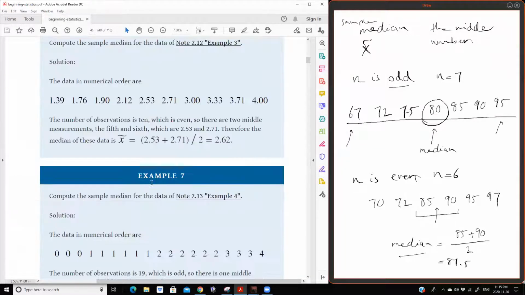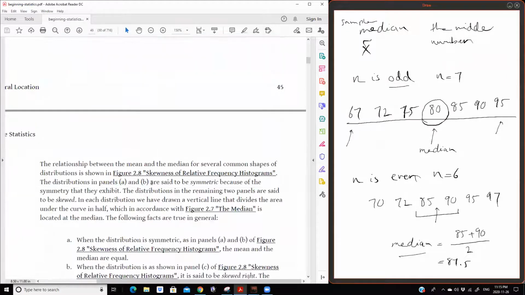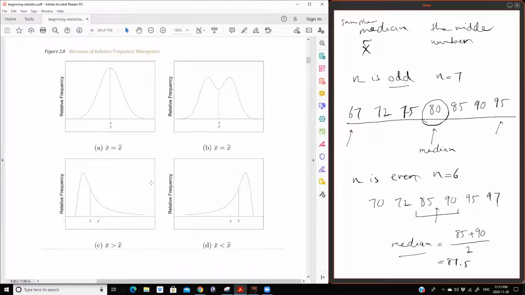Okay, so here you have some examples. I gave you examples, so you should have no problem. Now, this is a very, very important topic, and you had some exercises like this in Khan Academy.